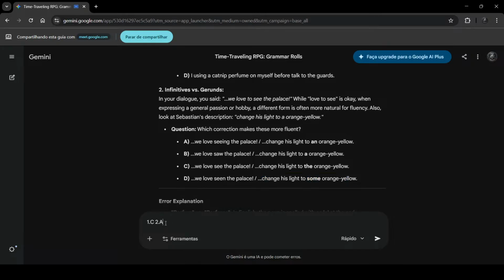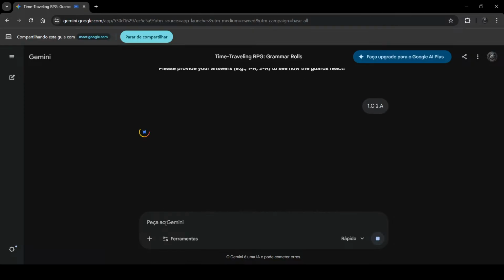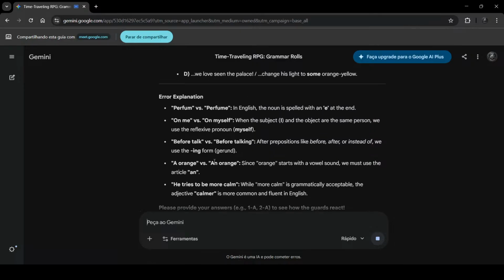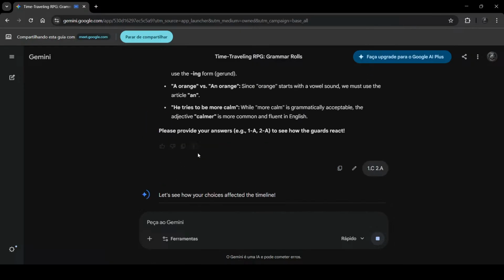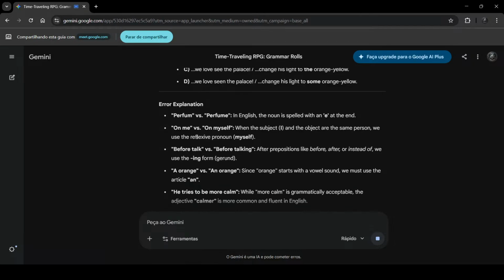I have some things to say about this, but let's go, right? We'll see what the AI does. There are some things here already telling us. It gives an error explanation.